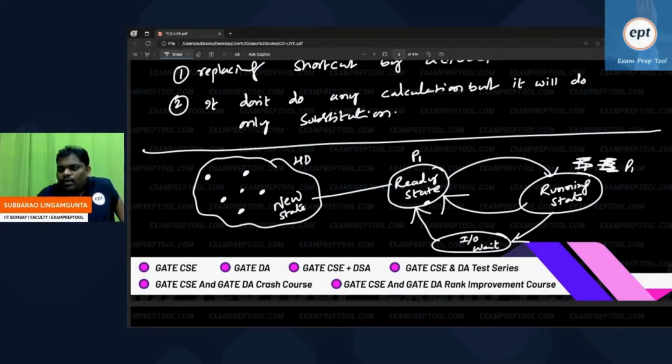Sir, the loader will load the program from hard disk to main memory. If you don't run it, it is there in the hard disk.